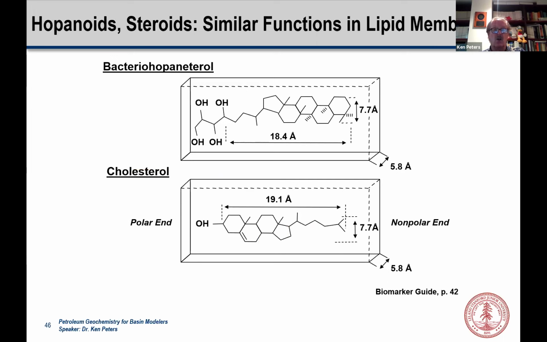Right, that's cholesterol. Well, there's an analog to this in the bacteria. This is bacteriohopane tetrol, and that is a major cell membrane component there. In this case, the polar head is actually along the side chain, this long side chain. It's a pentacyclic triterpane instead of a tetracyclic, but it performs pretty much the same function. The structure will look a little bit different.